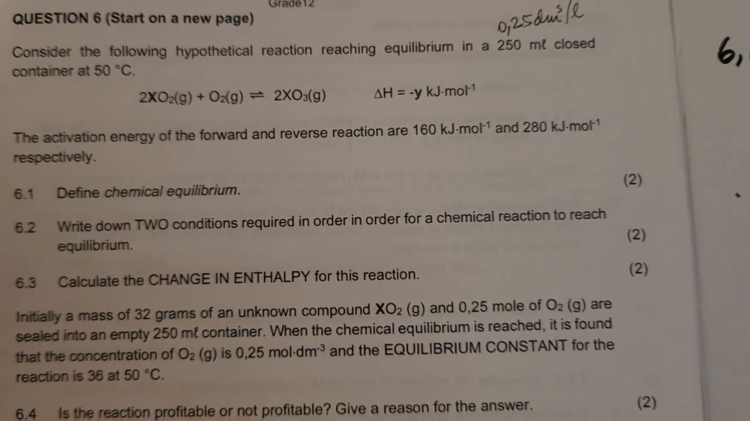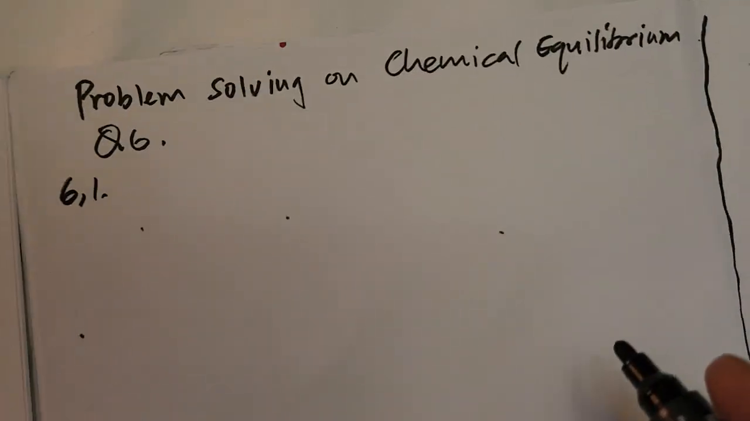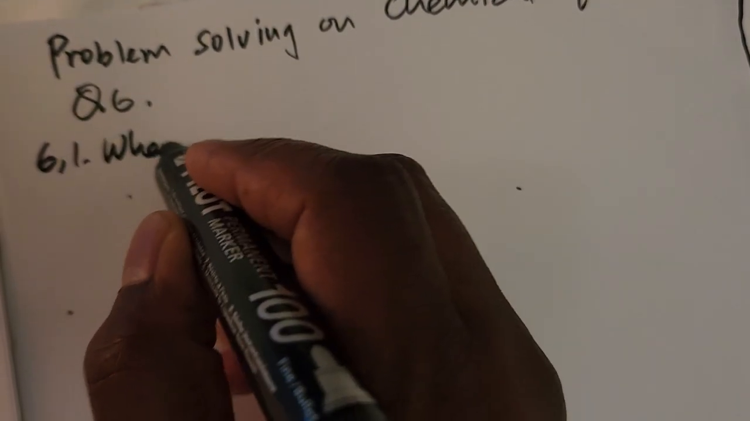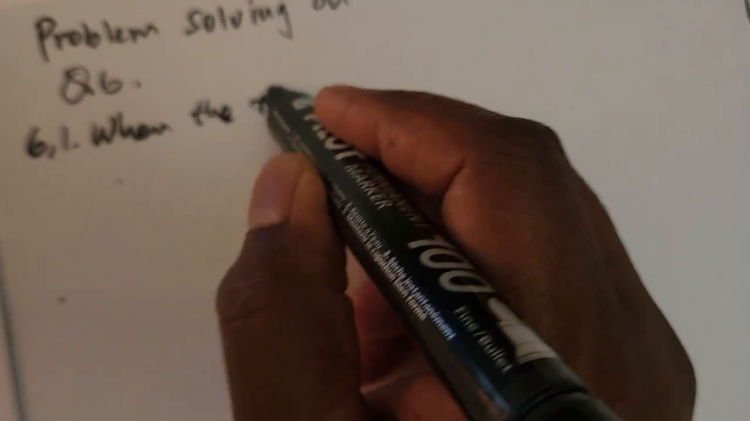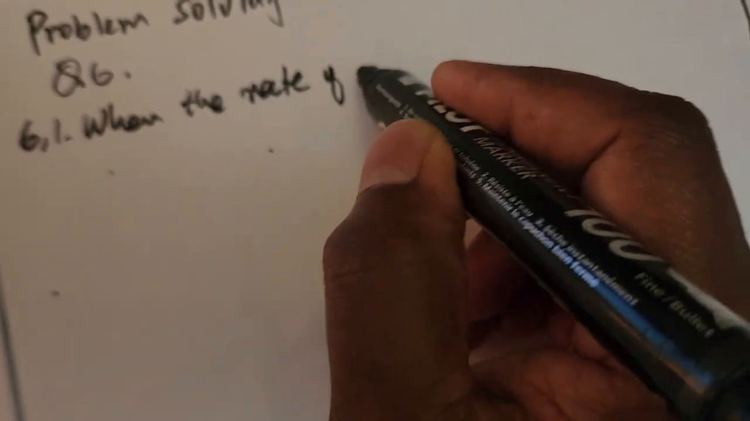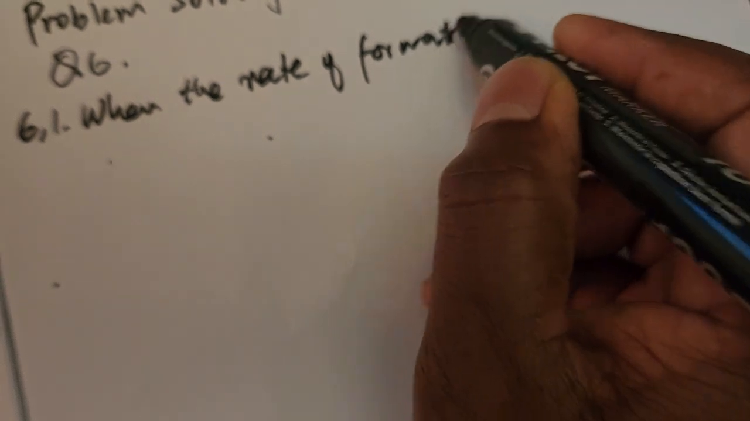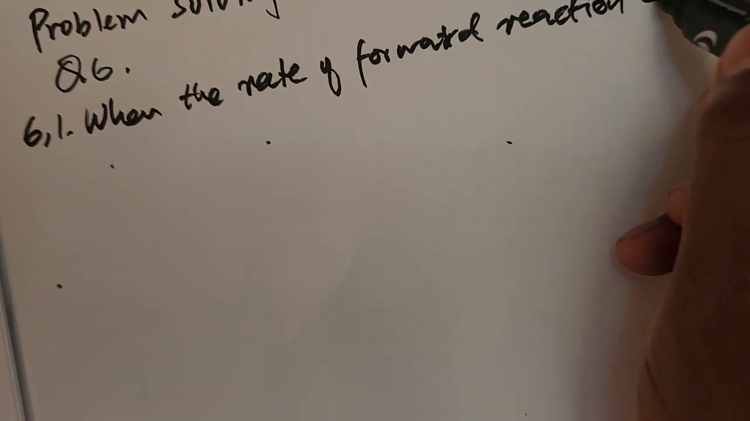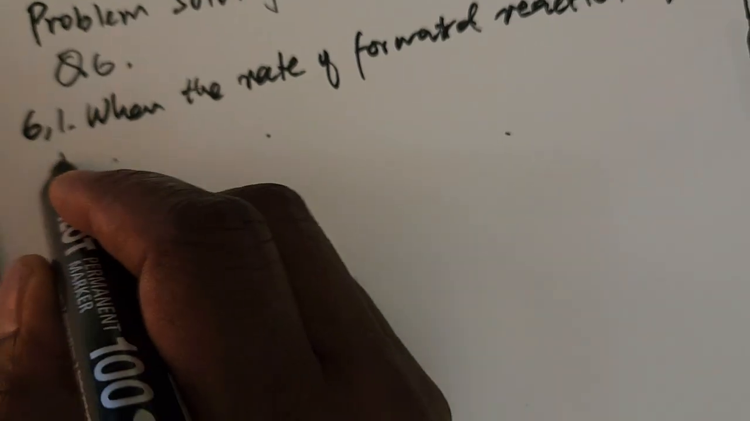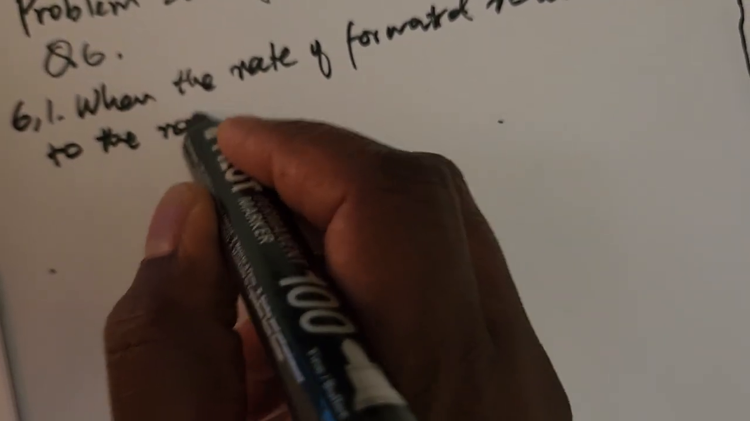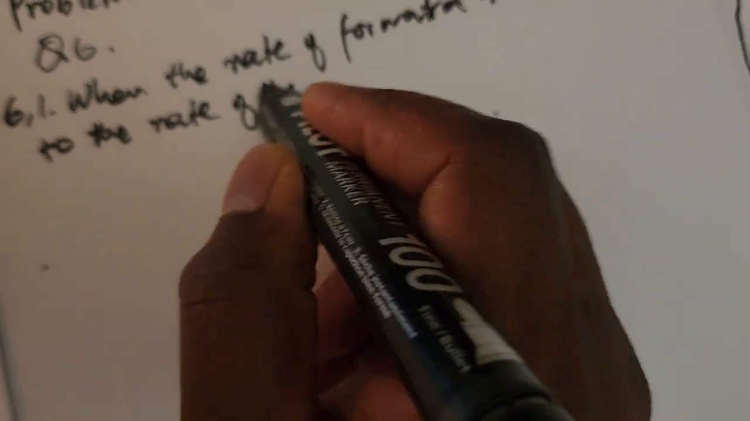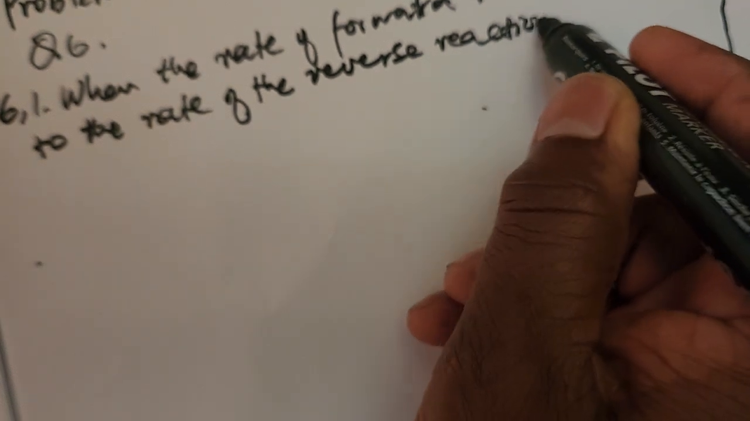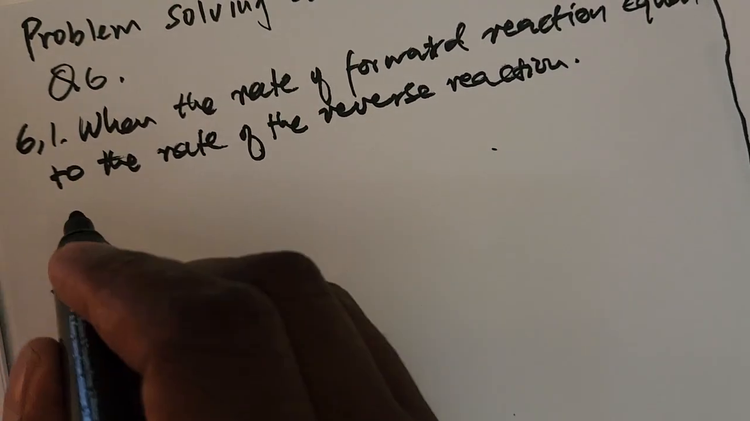6.1. Remember, there are two ways of defining chemical equilibrium. You can define in terms of rates. Then we'll say now it's when the rate of the forward reaction is equal to the rate of the reverse reaction. So that's the first option, or when the forward reaction rate equals the reverse reaction rate.